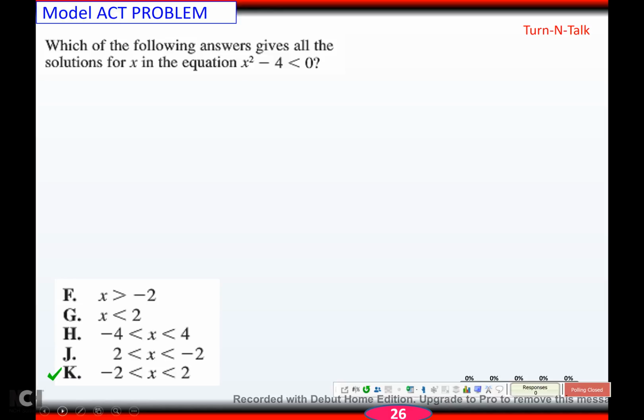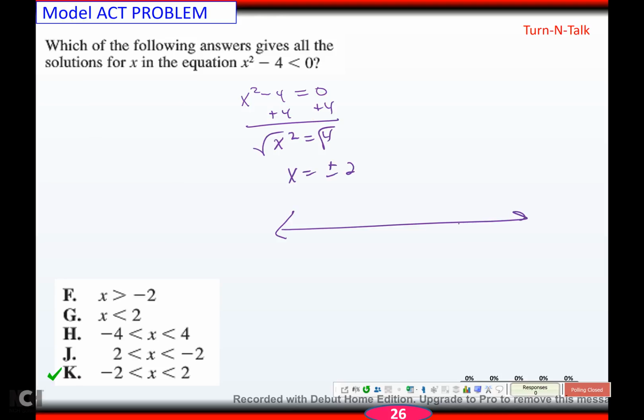And hopefully you got K. So it says, which of the following answers gives all the solutions for x in the equation x squared minus 4 is less than 0? If I solve this as an equation, add 4, x squared equals 4, square root, x equals plus or minus 2. If you put that on a number line, negative 2, positive 2, and you got to see where the solutions are, so you got to test. I find 0 and test it because it's the easiest to test.